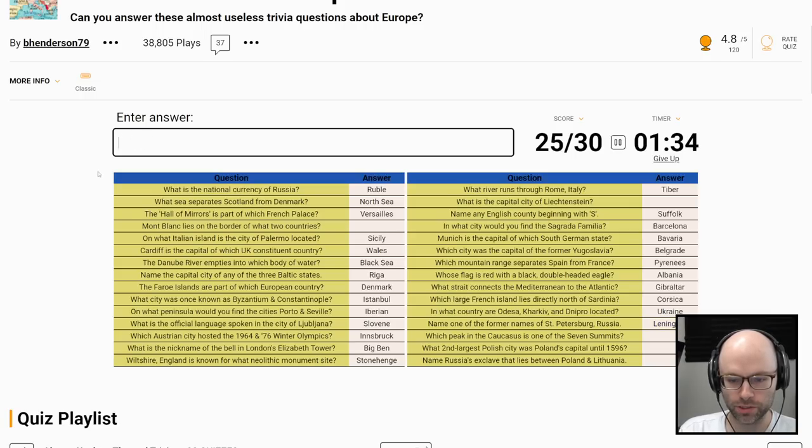Which peak in the Caucasus is one of the seven summits? K2. I don't know. Second largest Polish city. Danzig. Krakow? Name Russia's exclave that lies between Poland and Lithuania. This is called the Kaliningrad Oblast. I pass.